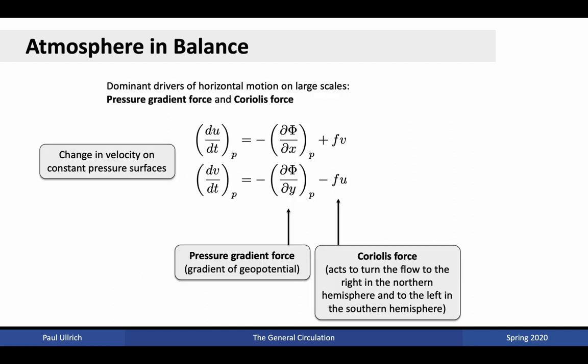So the dominant drivers of horizontal motion on large scales, if you recall back to Introduction to Atmospheric Dynamics, where we derived equations governing fluid motion, specifically the dynamics of that fluid motion, you'll recall that for horizontal motion, the primary forces are pressure gradient and Coriolis force. The time rate of change of the velocity of a fluid parcel on constant pressure surfaces is given by the gradient of the geopotential field on that pressure surface. Recall that is simply the height of that pressure surface multiplied by the gravitational acceleration, and the Coriolis force.